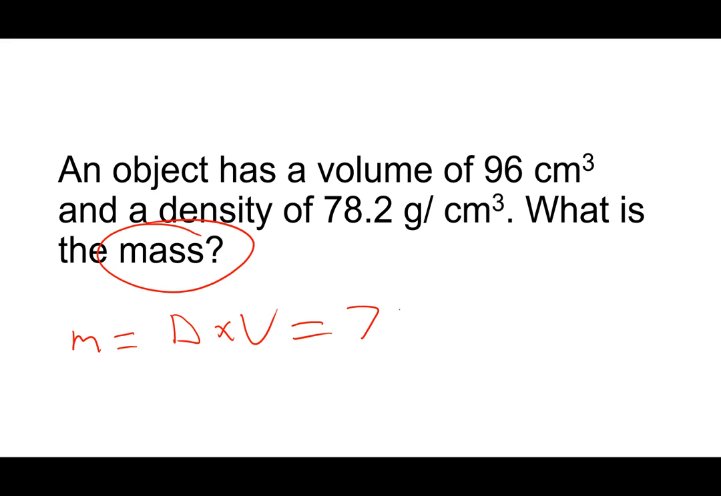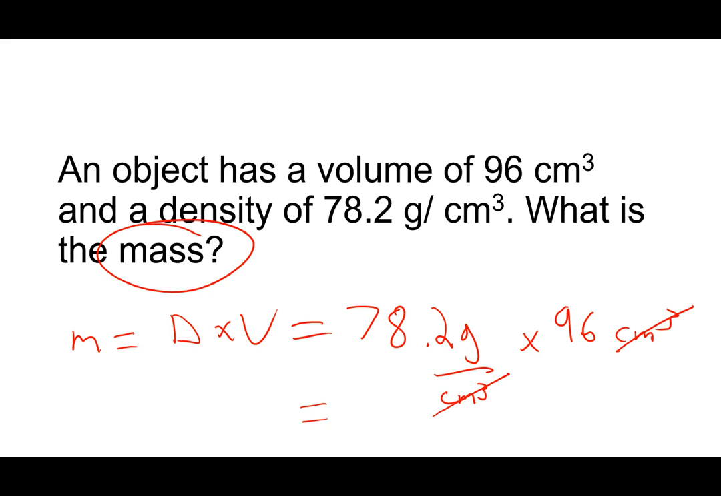In this case, it's 78.2 grams per cubic centimeter times 96 cubic centimeters. My density times volume. Notice here that cubic centimeters will cancel out because I have cubic centimeters on top and on the bottom. If I do 78.2 times 96, that's going to give me 7,507.2, I don't need to round, grams. That is the mass of my object, and I got that using density times volume.